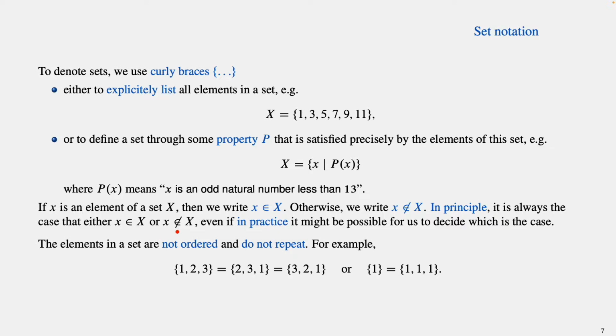Also, it's important to note that the elements in a set are not ordered in any way, and they do not repeat. So note that these three sets all are the same. It doesn't matter in what order I list the elements, they are all considered to be the same set. And here it's possible to write down an element of a set repeatedly, but it still is contained only once in a set. So if I just write down the element 3 times, it doesn't matter, it's still only contained once here.